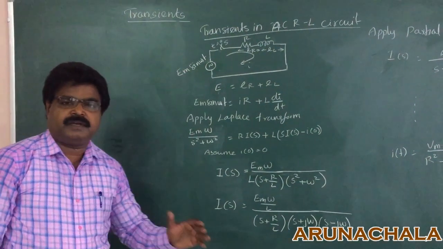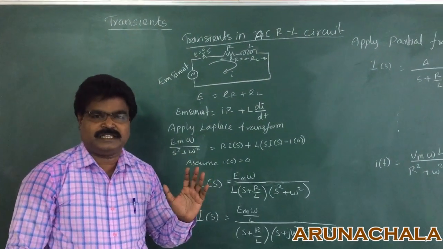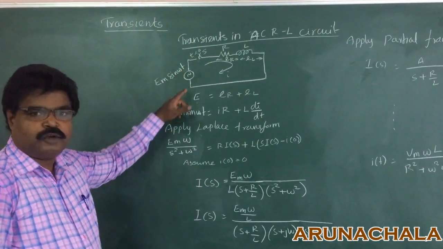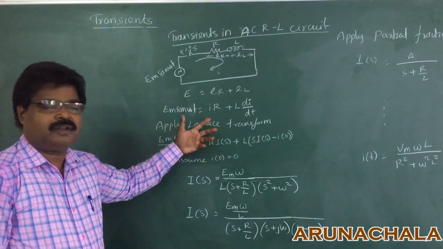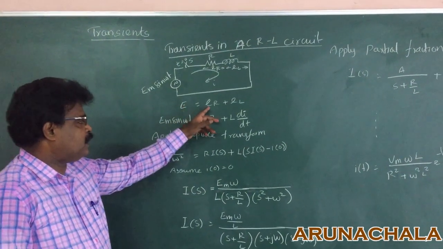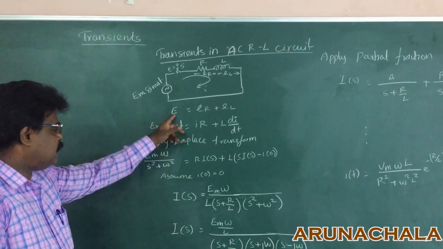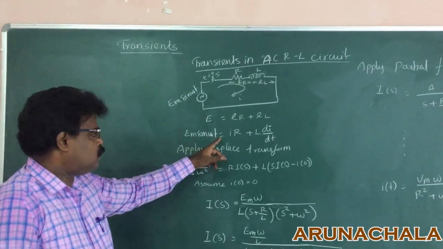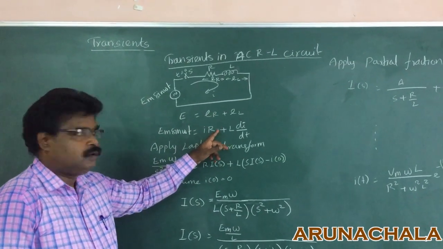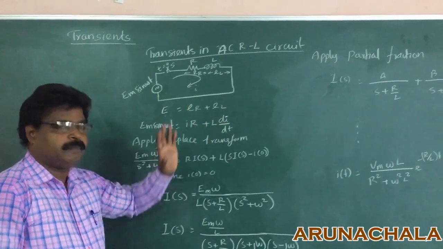Similar to the previous derivation, you have to solve it. No change in that. Instead of E, you will get Em sin omega t, that's all. So here E is equal to ER plus EL. What is E? Em sin omega t. What is ER? I times R. What is EL in the time domain? L times dI by dt.